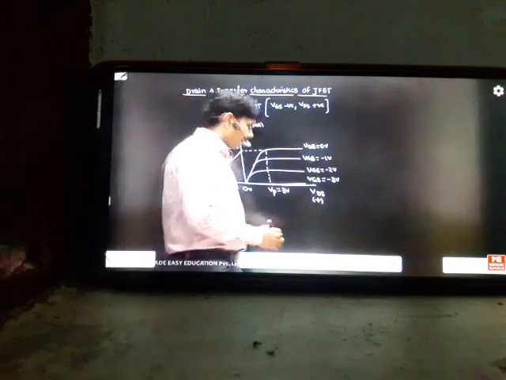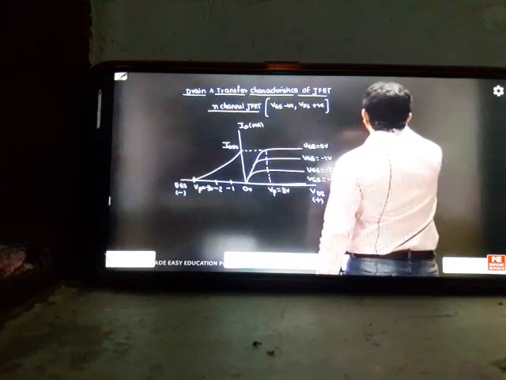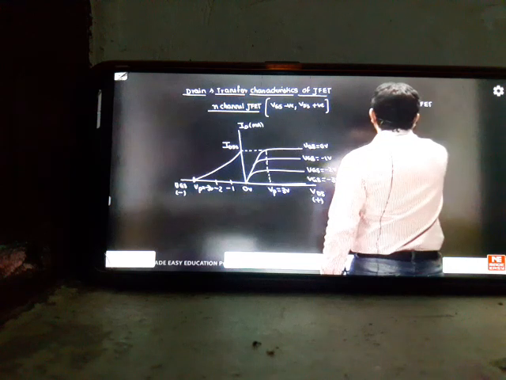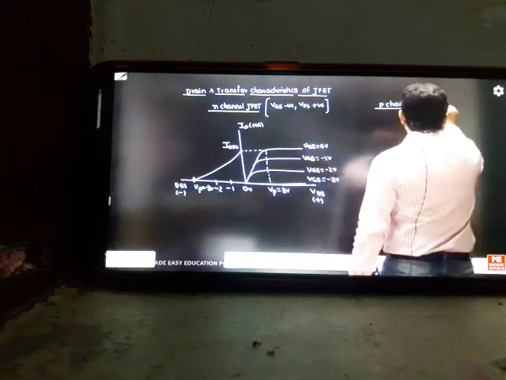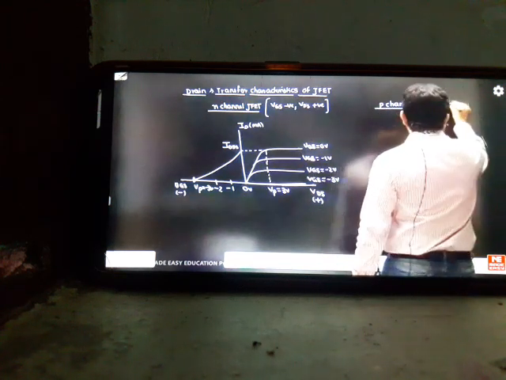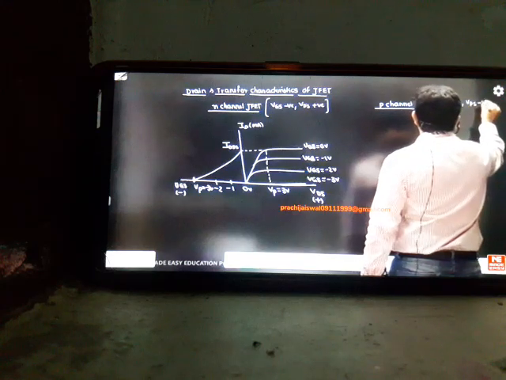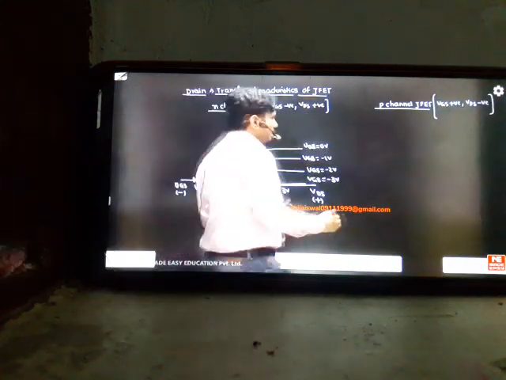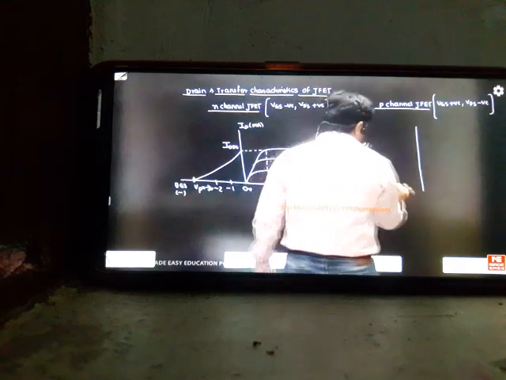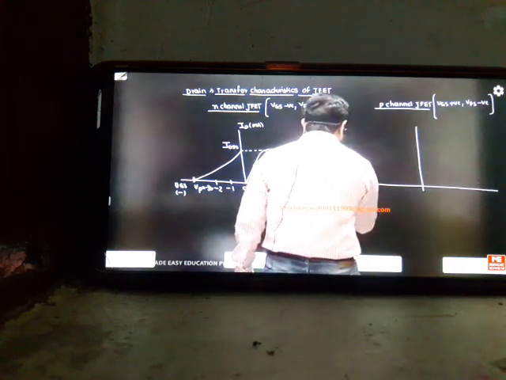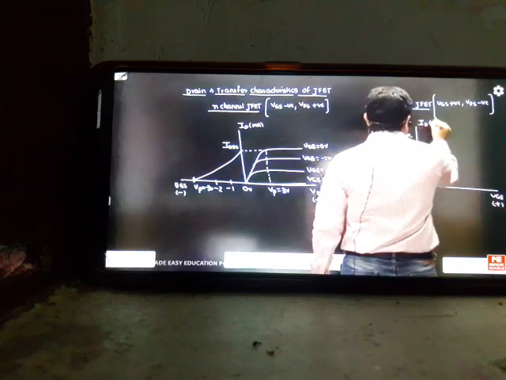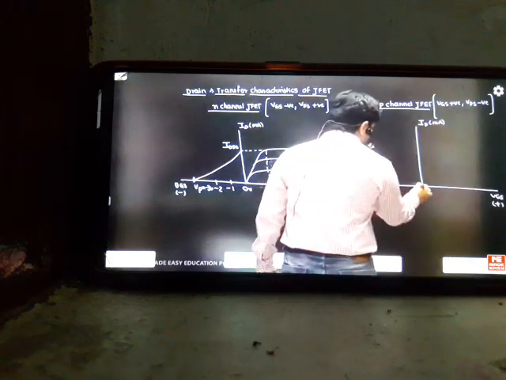So take this graph. In a similar manner, if I go for the p-channel JFET, whatever VGS you take should be positive, and VDS should be negative. So VGS should be positive, VDS will be negative. See the graph, how to present it for this. Here VDS will be negative, here VGS will be positive. This is your ID in milliamperes. Now the graph will come in the reverse manner like this.